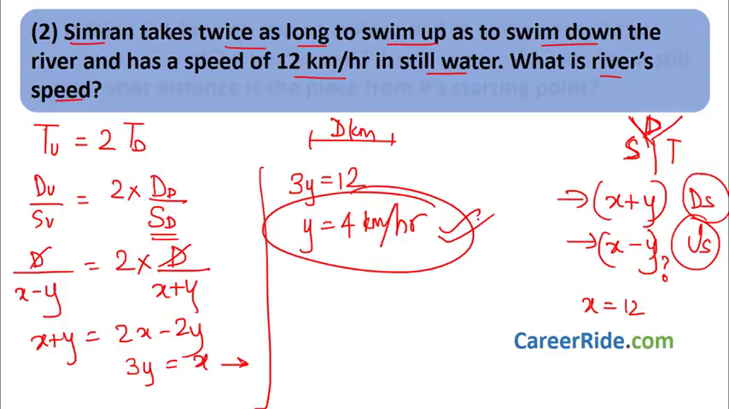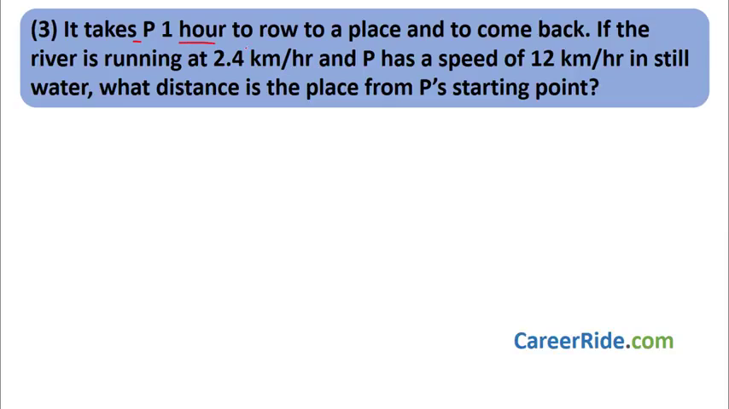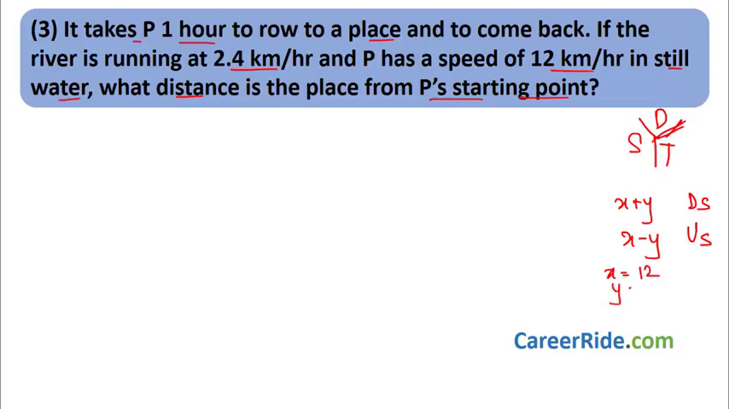Moving to question number 3. It takes P 1 hour to row to a place and come back. If the river is running at 2.4 km per hour and P has a speed of 12 km per hour in still water, what distance is the place from P's starting point? Now we have DST, since it is the speed distance time sum. Since it is boats and streams, we have x plus y as downstream speed, x minus y as upstream speed. The value of x we know is 12, the value of y is 2.4 km per hour. So x plus y would be 14.4 and x minus y would be 9.6, right?